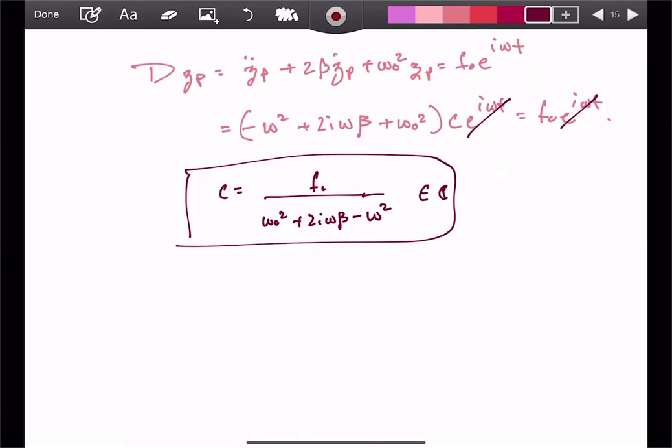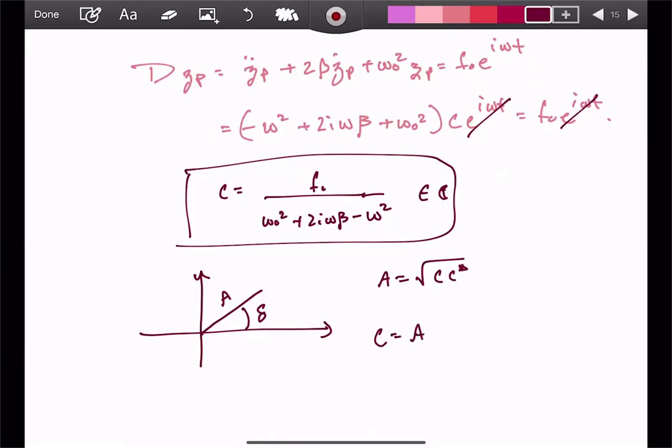Now, let's move this into the complex plane, basically meaning that, again, as we talked about in class before, we can take our coefficient here, and we can say that this has some sort of amplitude, or in this case, a radial direction, which is A, where A is going to be equal to the magnitude of C, which is the square root of C times C star. And then this is going to be at some angle of delta. So we're going to rewrite C as A e to the i delta.